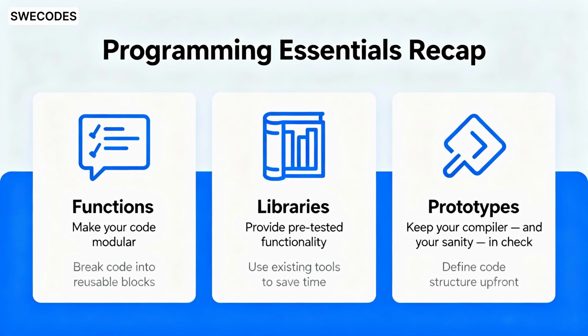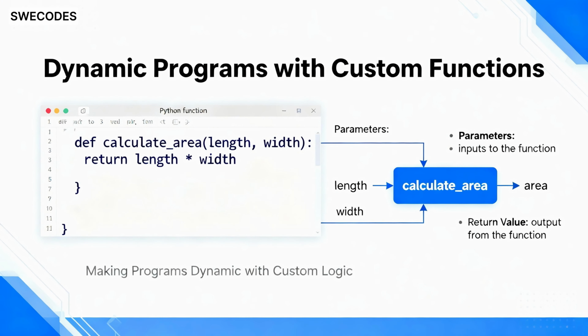To recap: functions make your code modular. Libraries give you pre-tested functionality. And prototypes keep your compiler and your sanity in check. In the next session, we'll go beyond using functions and start creating our own with parameters and return values that make your programs truly dynamic.